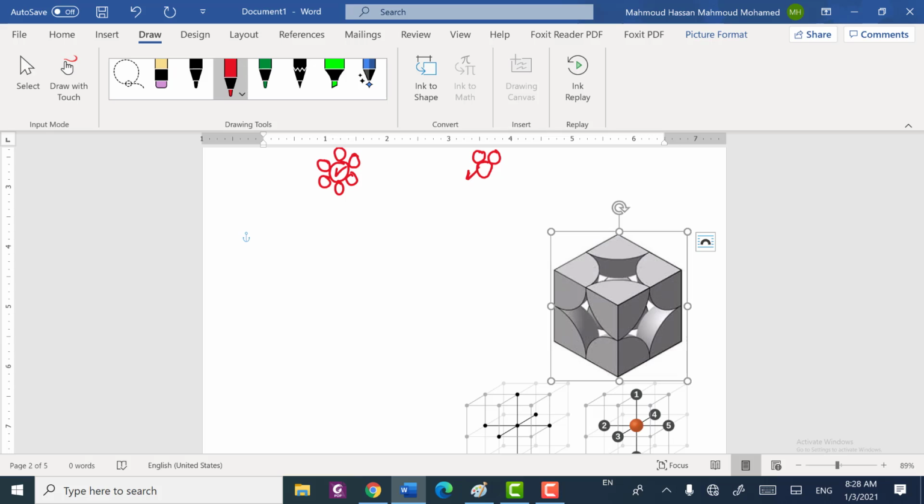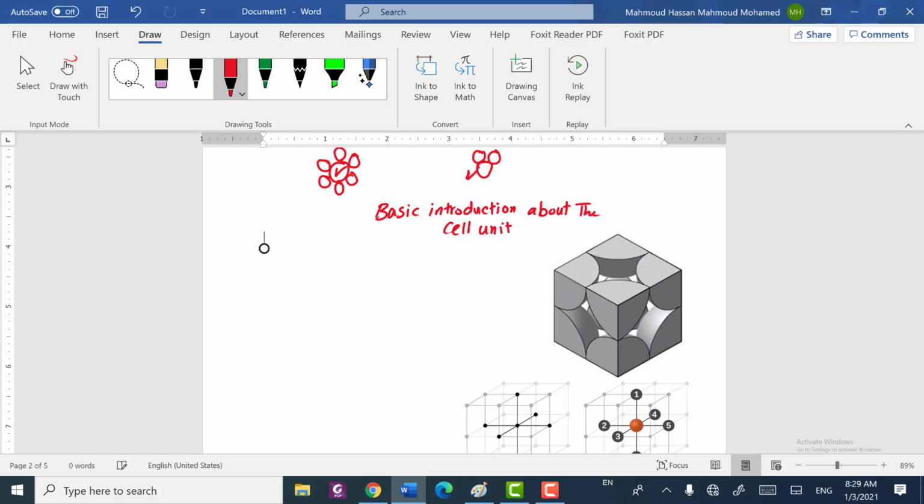Okay, now we are going to talk about a basic introduction about the unit cell. The types of the unit cell, we are going to talk about the first type. It's number 1, the simple cubic cell.